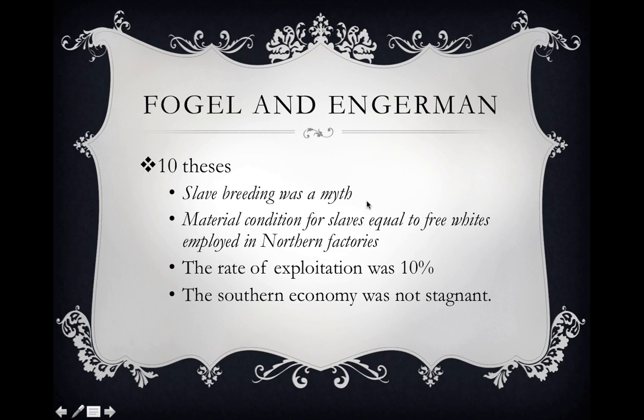Here are two of the more controversial aspects. Slave breeding was a myth. Now, the argument against this is that there is no data or no basis for them to say that it was a myth, that it did not exist. To me, when you're saying slave breeding was a myth, you're saying slave breeding never existed. And part of their argument was that there's not much documentation of slave breeding occurring on plantations. Well, I can tell you one thing, just because there's not documentation of an activity does not mean that activity does not exist, right?